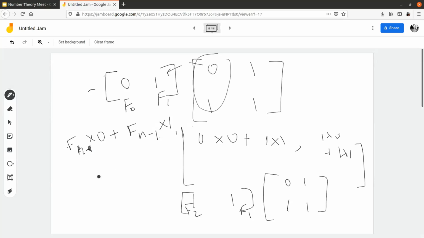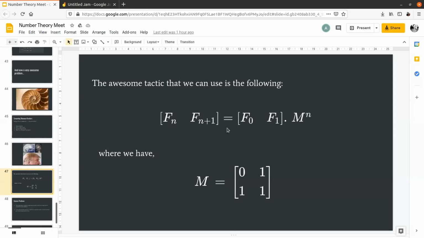So this is n minus 1, this is n minus 2, and similarly you will get f1 f2, and you can multiply this again and you will get the next two Fibonacci numbers. So ultimately we'll keep on doing this n times, and we'll end up at fn and fn plus 1.